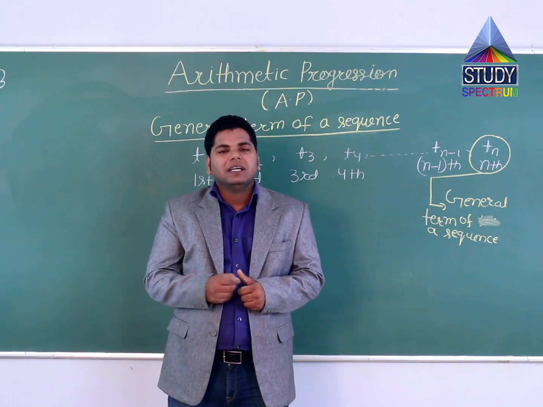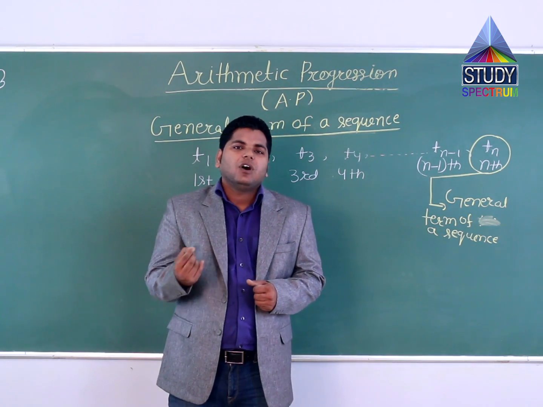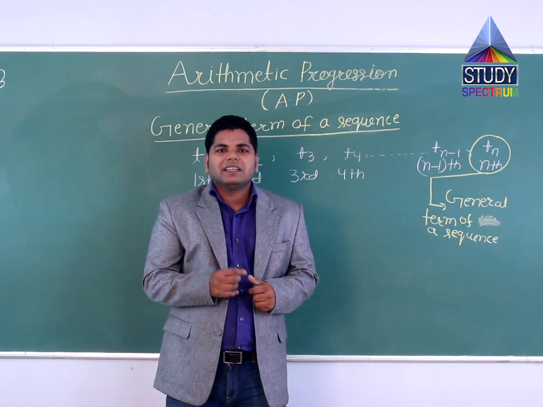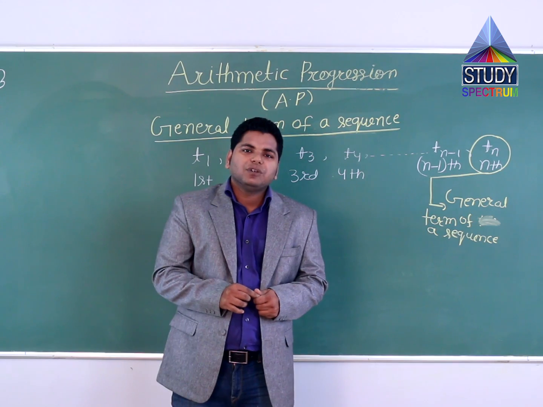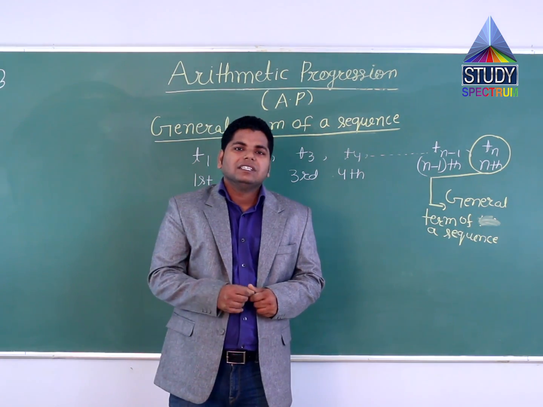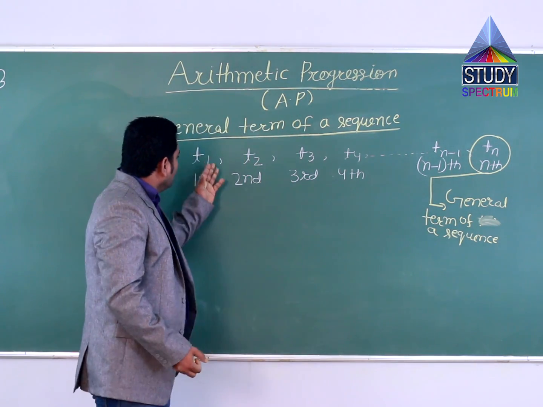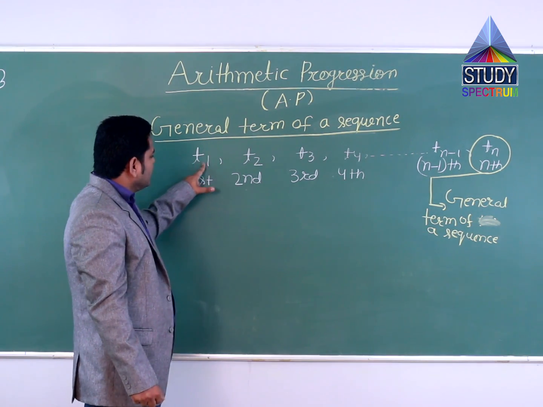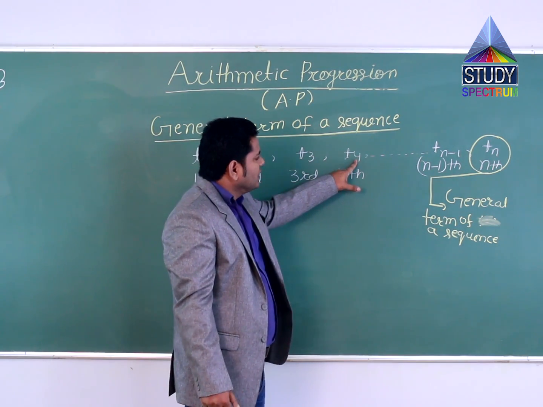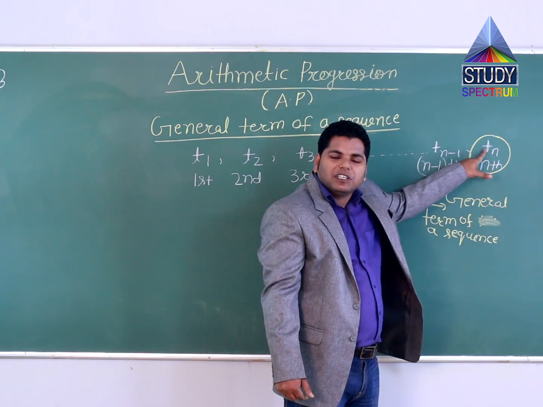word, term. And what is a term? Each number in the sequence is called a term of the sequence. The number at the first position is called the first term, and it is denoted by T1. The number at the second position is called the second term, and it is denoted by T2. The number at the third position is called the third term, and it is denoted by T3, and so on. So the number at the first position is T1, at the second position is T2, at the third position is T3, at the fourth position is T4, and so on. And the number at the nth position is called the nth term, and it is denoted by Tn.